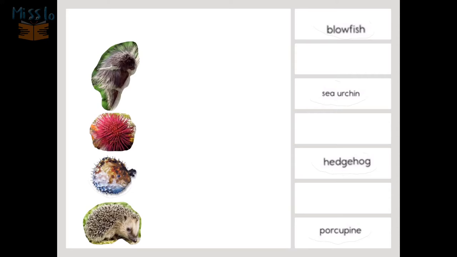Wow, let's look at these animals. They have spines. They have spines. Look at this one. This animal is called a porcupine, and he has spines. And this one also has perky spines, and this one lives under the sea, and he's called a sea urchin.